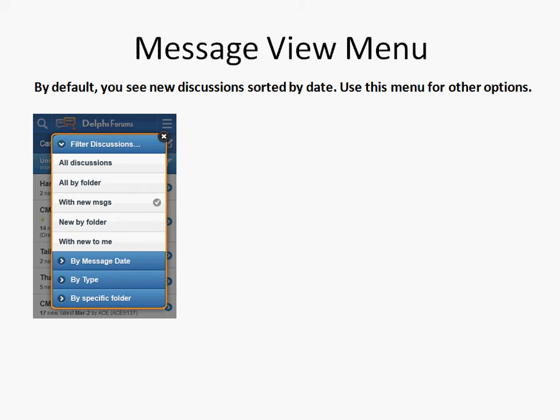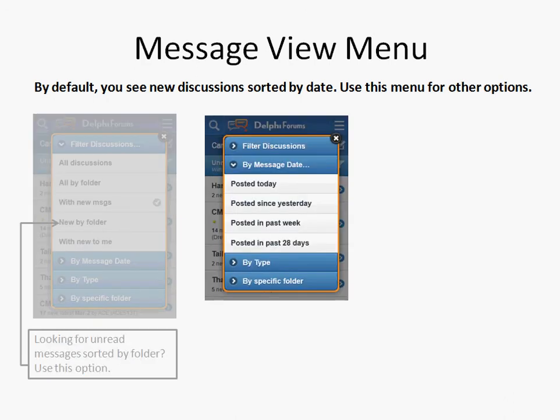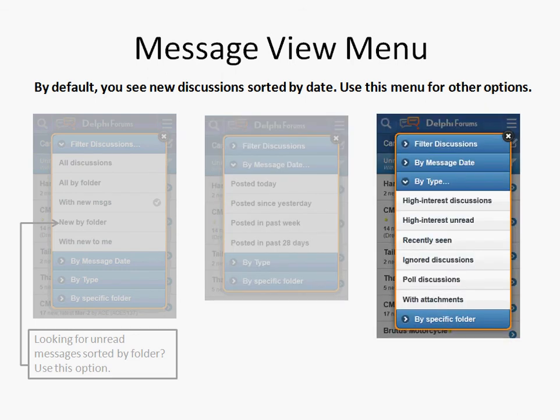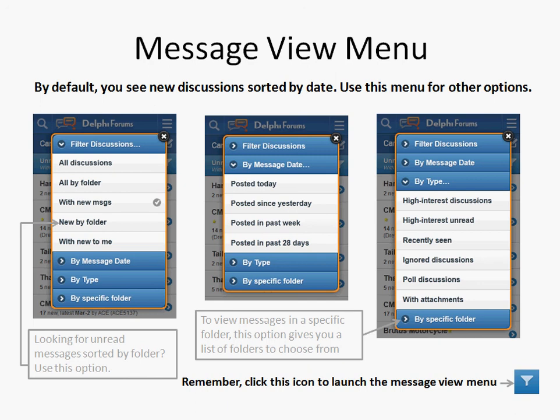By default, you'll see new discussions sorted by date. The checkmark here indicates what view you're in. You can use this menu for other options. For example, if you're looking for the unread messages sorted by folder view that you'd see on the desktop site, use this option. You can also view by date or date range, and you can view by specific types of discussions. For example, if you want to see discussions with a poll or attachment. To view messages in a specific folder, this option gives you a list of folders to choose from. Remember, click this icon to view the Message View menu.